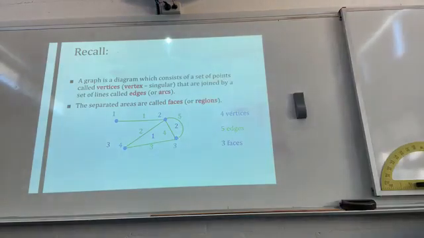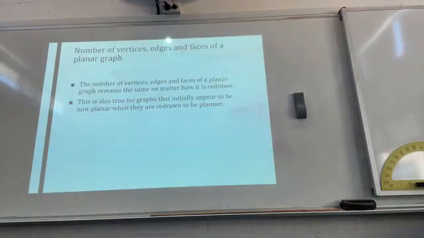From here, Euler came up with a formula. So it's linked the number of vertices, edges, and faces of a planar graph together. Now note the first point. The number of vertices, edges, and faces of a planar graph remains the same no matter how it is drawn. All right? Let's go back to this one.